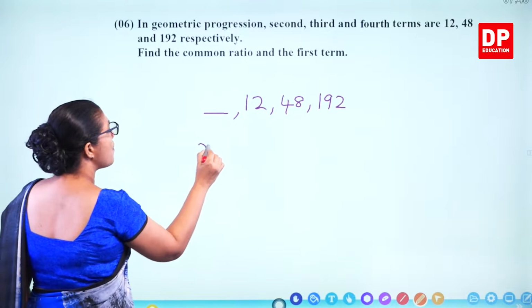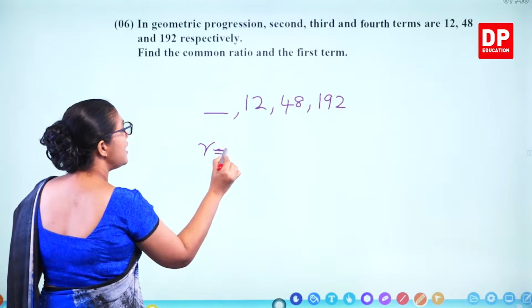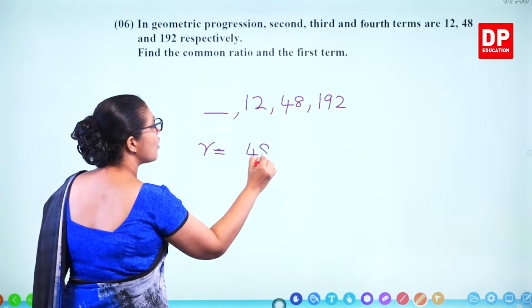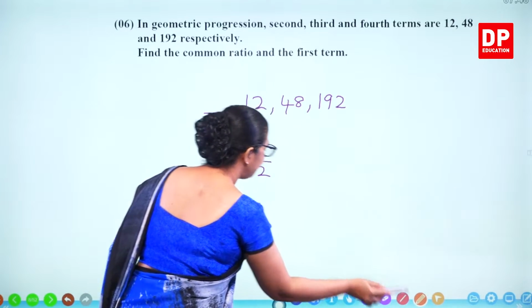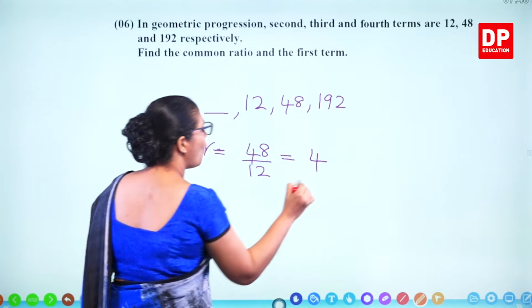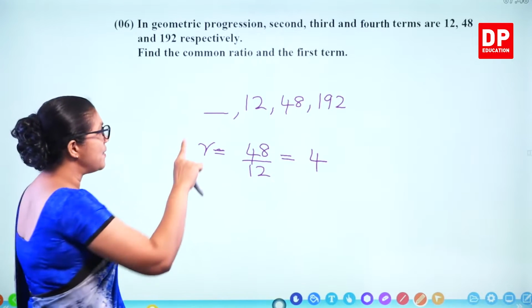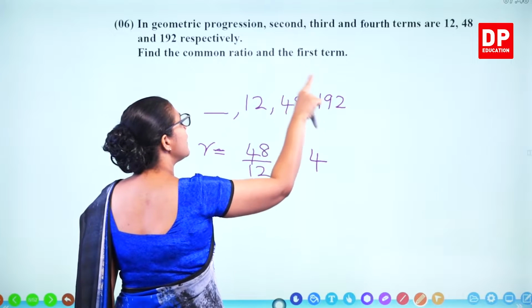So, how do you find the common ratio? Any term. We can take 48 divided by 12 as the ratio. So, what's the value? That's 4. So, the ratio is 4. That means multiplied by 4, you get the next term.